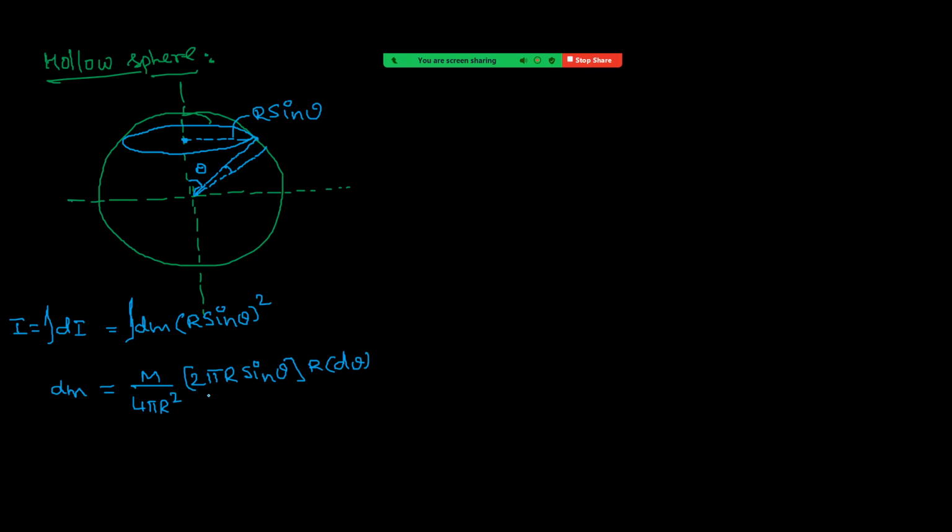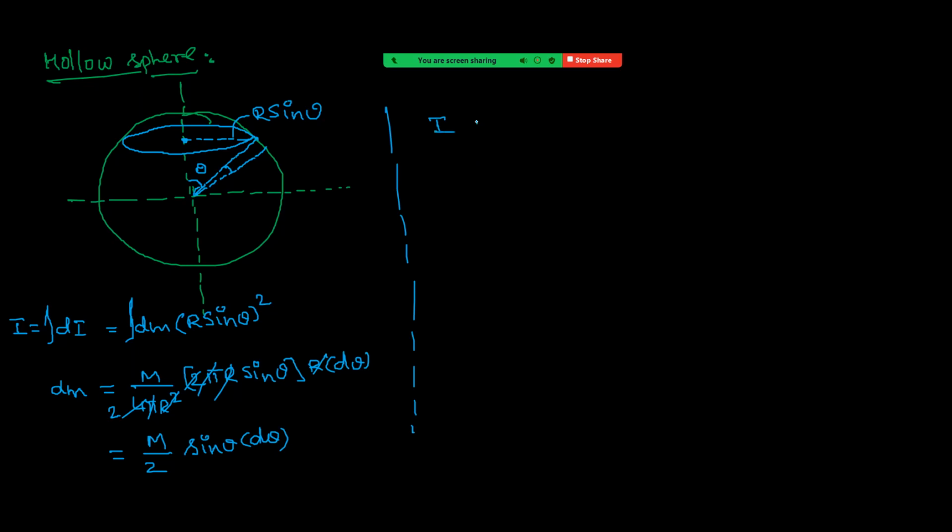Anything cancels here? The 2 pi r square cancels, pi cancelled. What else is left here? M, 2 left here, pi r square. R into r square cancels, so we get m by 2 sine theta d theta. Now simplify this, then see what we get.